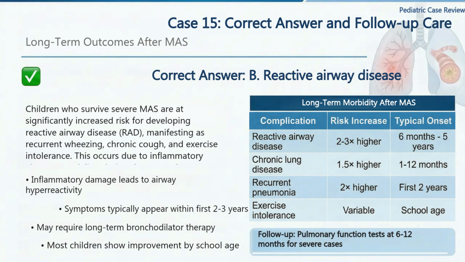Chronic lung disease risk is 1.5 times higher, appearing at 1 to 12 months. Recurrent pneumonia risk is twice as high in the first 2 years of life. Exercise intolerance is variable and typically becomes apparent at school age. Most children show improvement by school age, but pulmonary function tests should be performed at 6 to 12 months follow-up for severe cases.